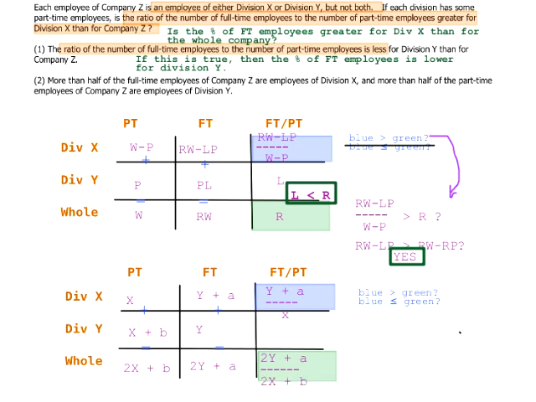2x plus b. So then let's see what happens if we do this again. Blue greater than green question mark. Well, so you can multiply by x and by 2x plus b. So I'll just go ahead and do that to save some typing time here. So that would be y plus a times 2x plus b. Is that greater than 2y plus a times x? Question mark.